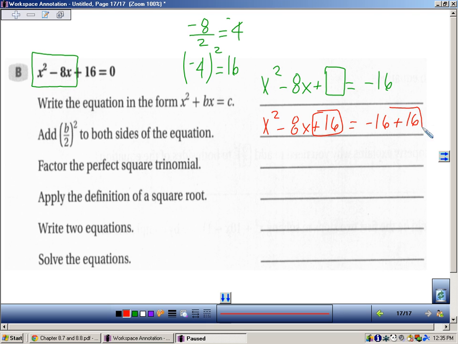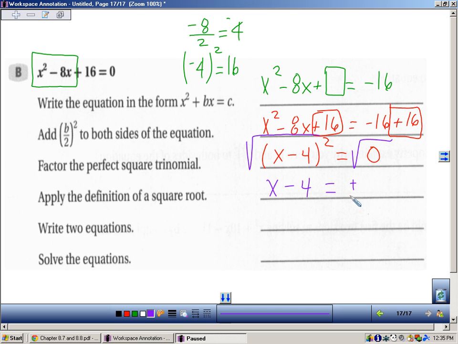See that? So factor the perfect square trinomial, so we factor this here, and that's going to be x. Okay, now the half of the middle term is negative 4, so it's x minus 4 squared. Again, if you don't see that, use the diamond and you'll see that it's x minus 4 squared. And that's going to equal 0. Ooh, very nice. And so, apply the definition of the square root. You're going to end up with x minus 4 equals plus or minus the square root of 0.